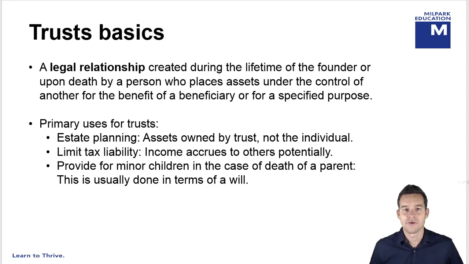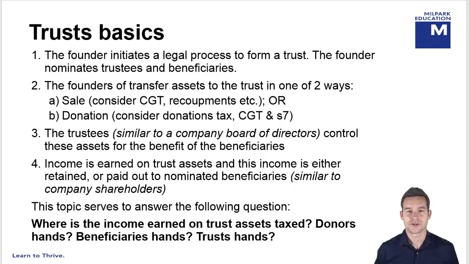In terms of the primary uses for trusts, they are commonly used in estate planning as a means to avoid estate duty when you pass away. Secondly, trusts can limit your tax liability by diverting income streams from your hands to others, and we'll deal with that when we also look at section 7. And lastly, it's very common that minor children are provided for in terms of trusts upon the death of their parents. So in terms of administration, the founder of a trust initiates the legal process to form the actual trust.